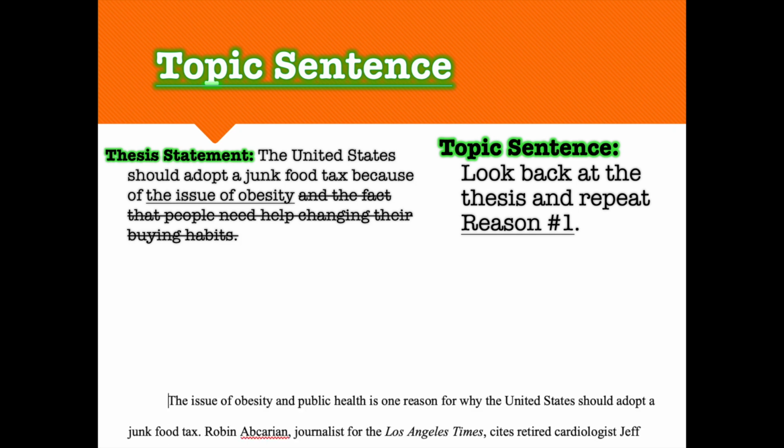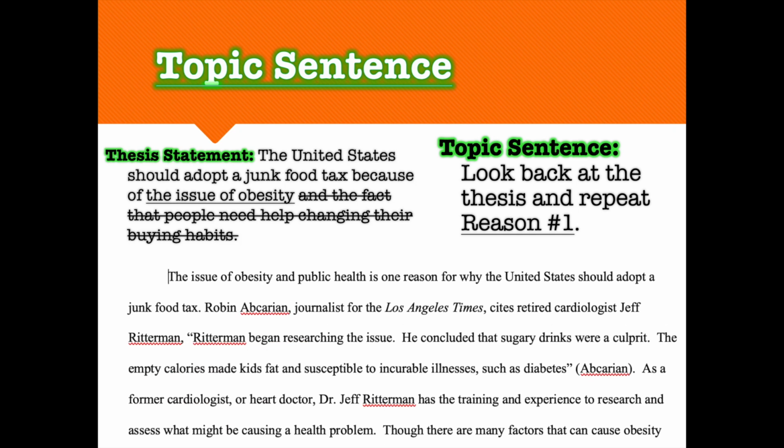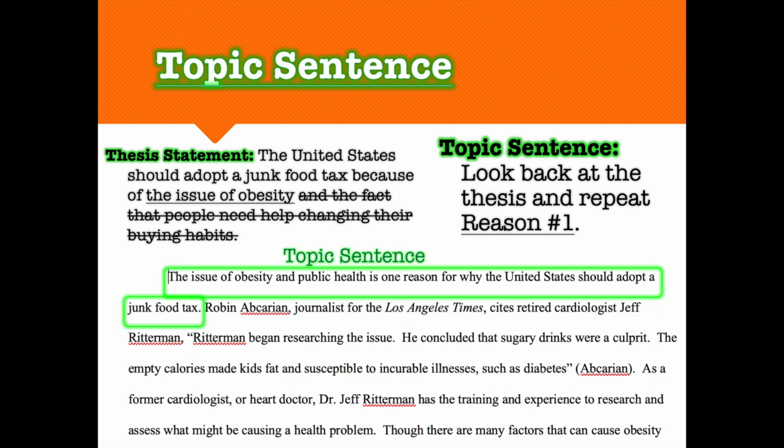So you'll see, this is the very top of my paragraph, and I'm going to label my topic sentence for you right now. The issue of obesity and public health is one reason for why the United States should adopt a junk food tax. I'm basically repeating, I even use the same words up here as I do down here. I kind of just flipped the sentence. Instead of the United States should adopt, I put that at the end, and then I bring up the issue of obesity first.